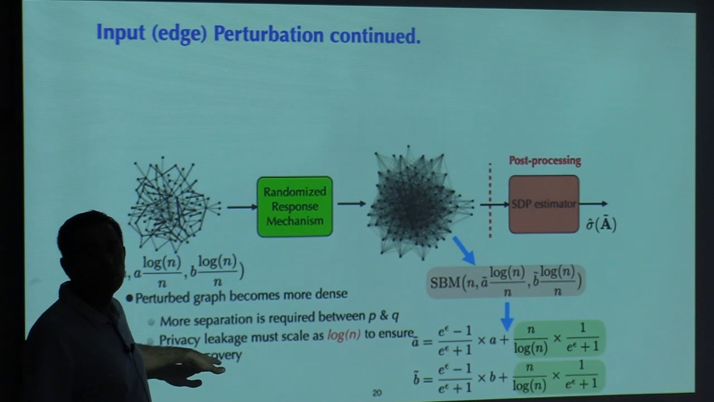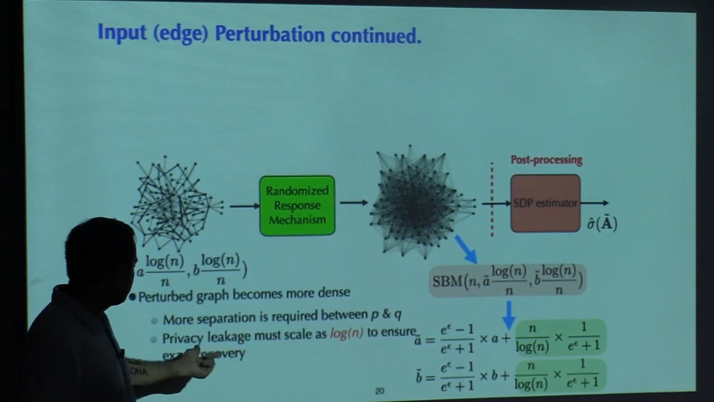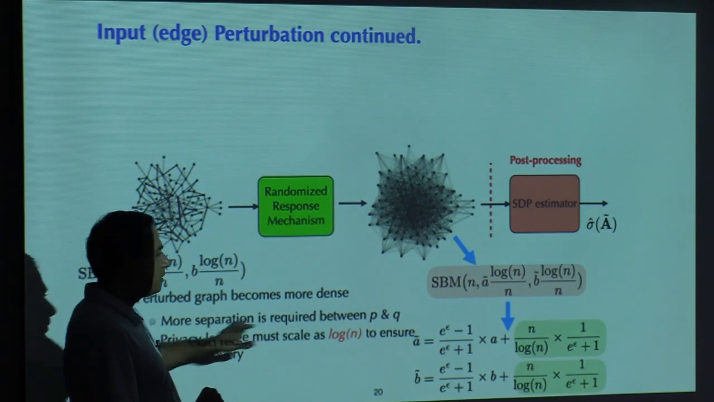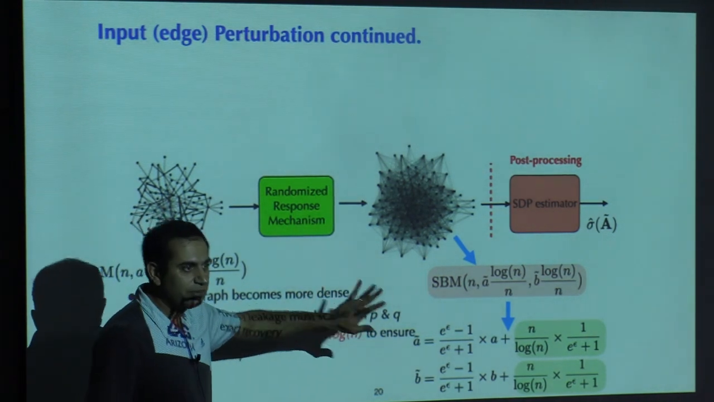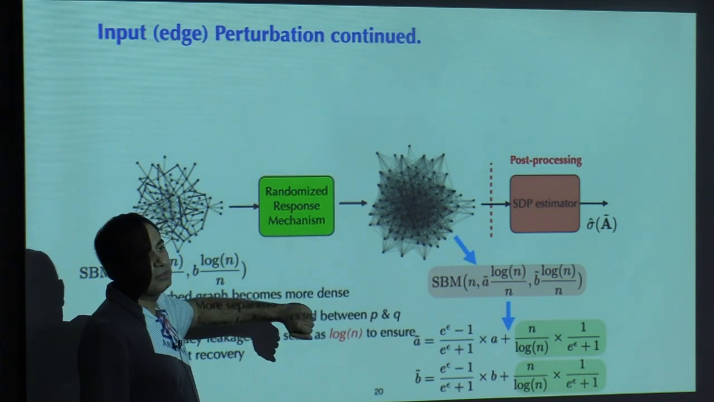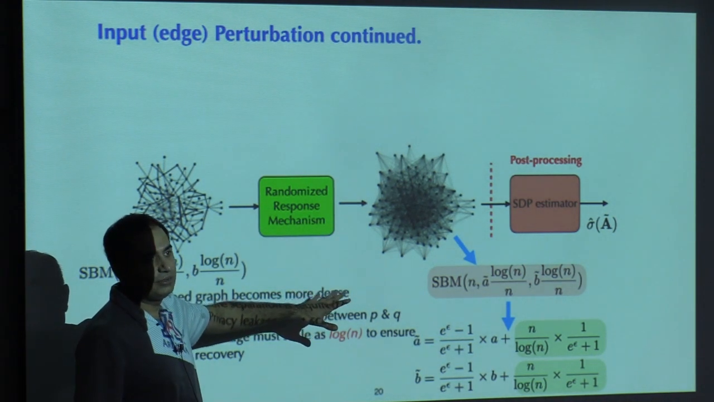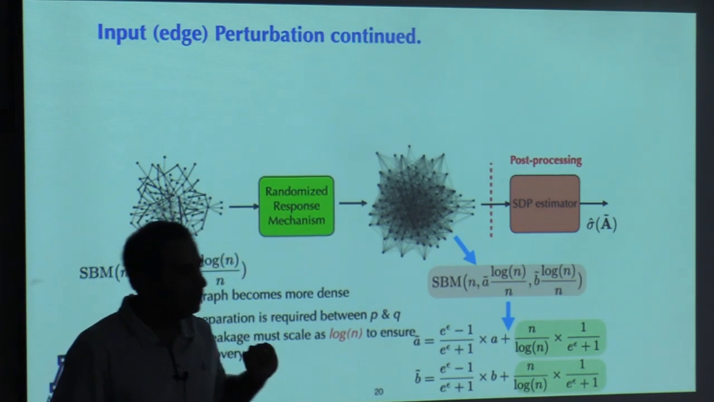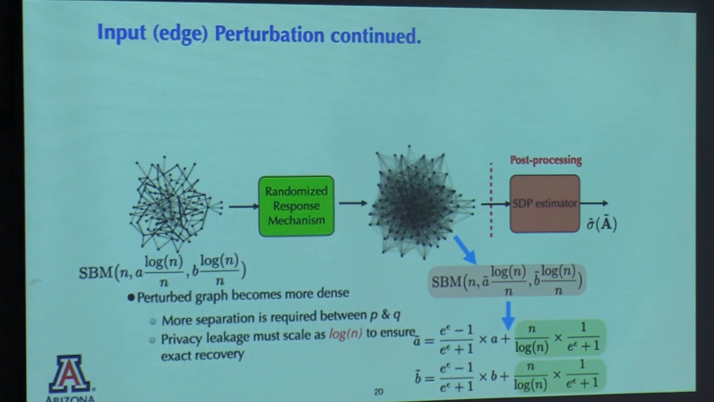You need to allow more leakage. What is epsilon? Epsilon was our differential privacy budget. If epsilon grows as log n, then this algorithm does work and you can do recovery, but you have to suffer the price of privacy. Epsilon needs to grow logarithmically with the size of the network. So it works, but it's not so good in terms of the privacy budget.